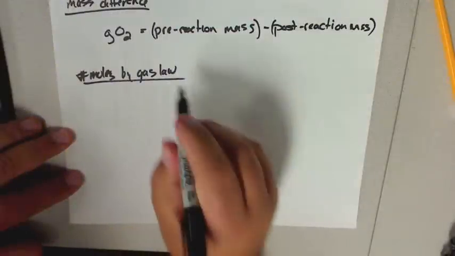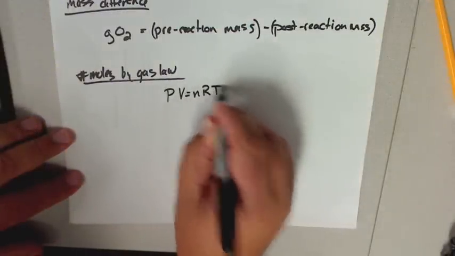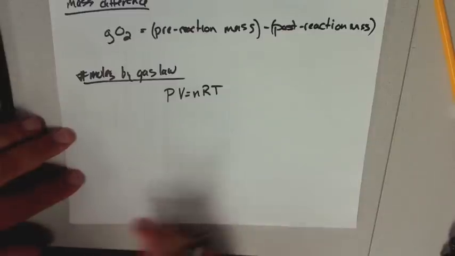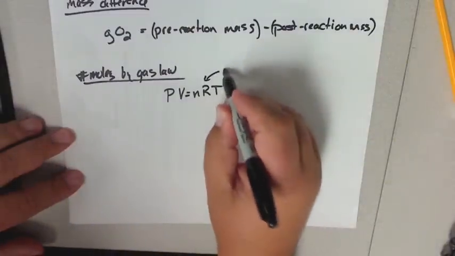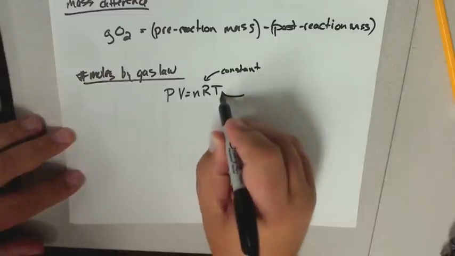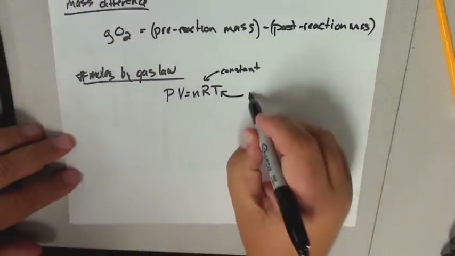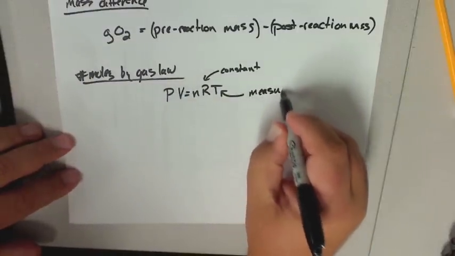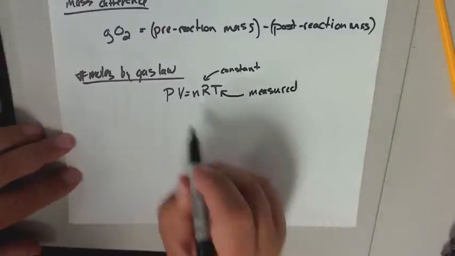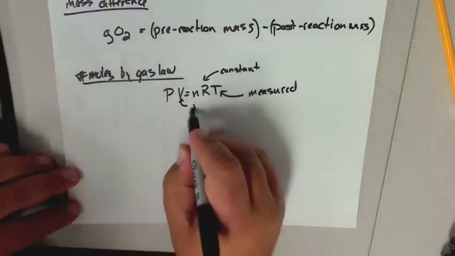We can get the number of moles from the ideal gas law. Okay, so this is a constant, right? Temperature, you're going to measure. That's one of the steps that you're going to measure, right? So you're going to measure that. Okay, this then, the volume is the volume of the water that's displaced, right?